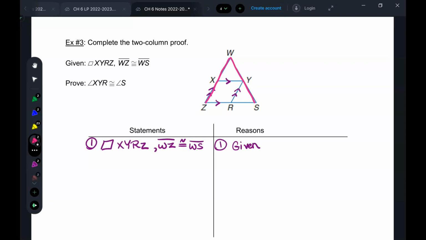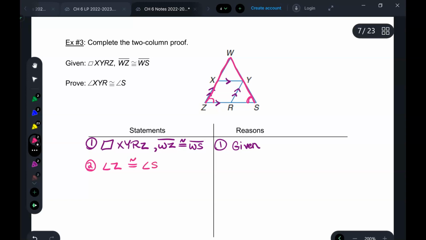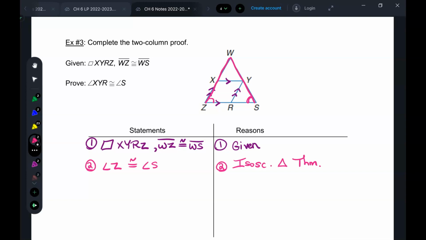What am I trying to prove? That this angle is congruent to an angle. So I want to get this angle congruent to this one. Now I've mentioned that it's an isosceles triangle, so the base angles are congruent. This is the isosceles triangle theorem: if two sides are congruent, then the base angles are congruent.